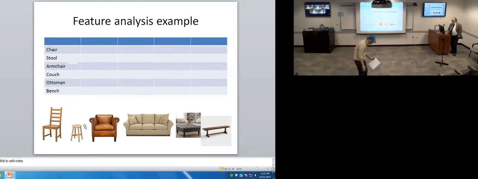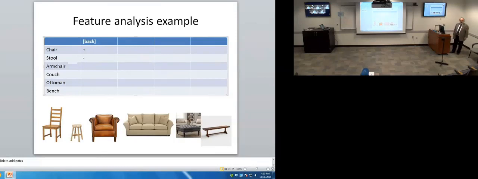So how would you differentiate a chair from a stool? What feature would differentiate a chair from a stool? Back. All right, so we're going to have back. And so a chair is going to be what? Plus back. And a stool is going to be minus back. Right? Okay, so that's good because that gives us a difference between a chair and a stool.